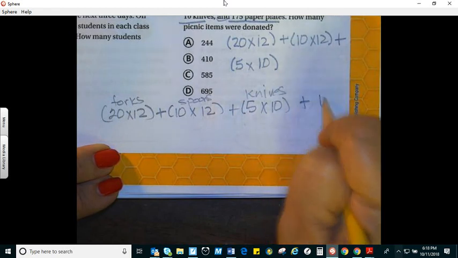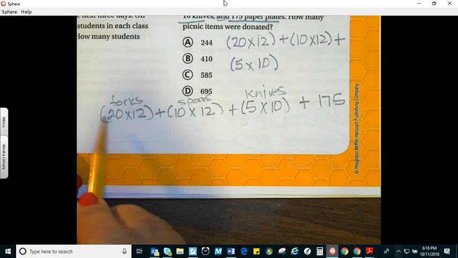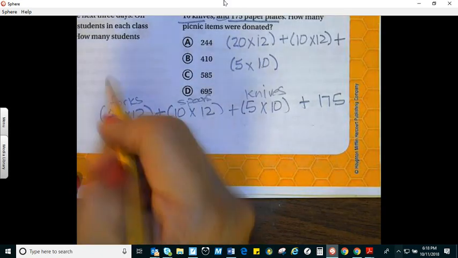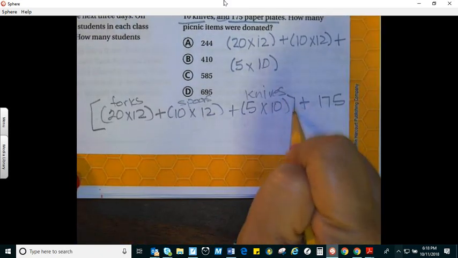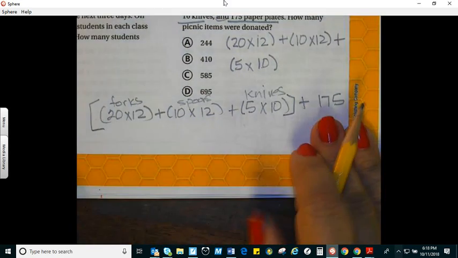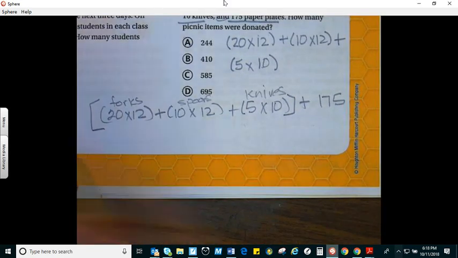and 175 paper plates. So what am I going to do with here? I heard somebody shout it out. You're absolutely right. Let's put this in brackets because we need to do this first, and then we can add into my 175.